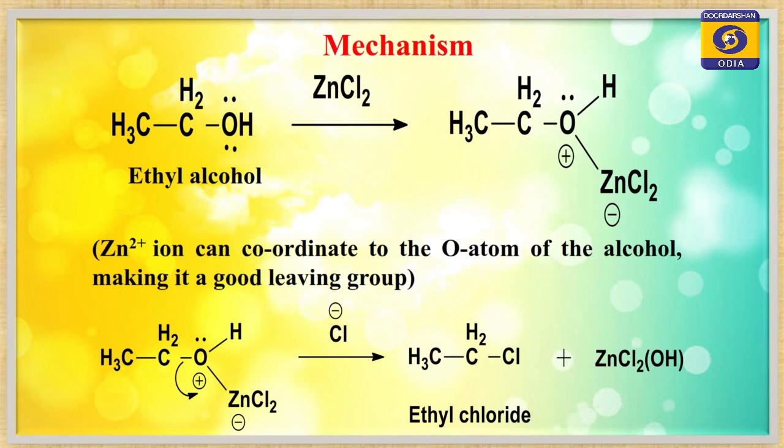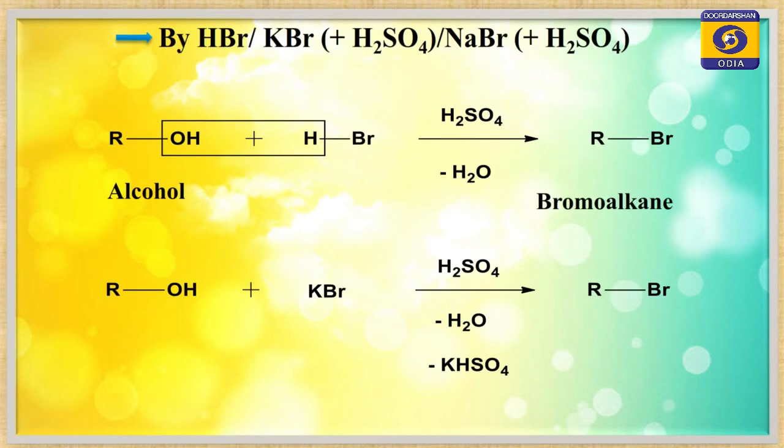Next one, students, you see this one. This is by using HBr. You can use HBr or you can use KBr with H2SO4, you can use NaBr with H2SO4, no problem. Same thing happens. The OH group removes, bromine comes in, and you get bromoalkane. So, ROH plus HBr, you get RBr, and you also get the byproducts. If you are using KBr, the byproduct is KHSO4 and water.